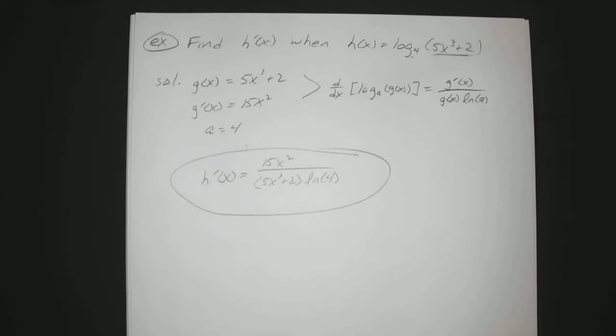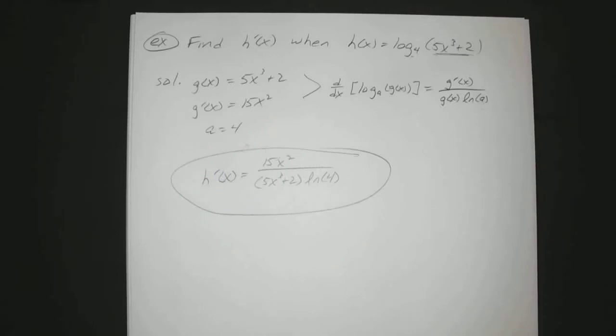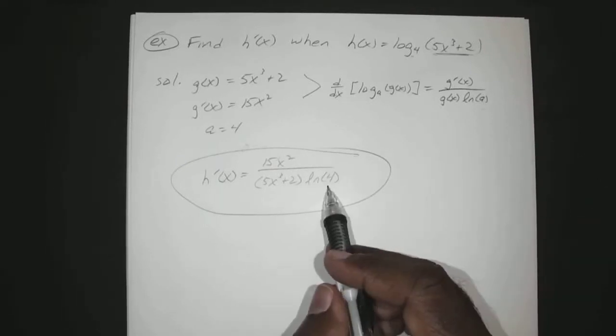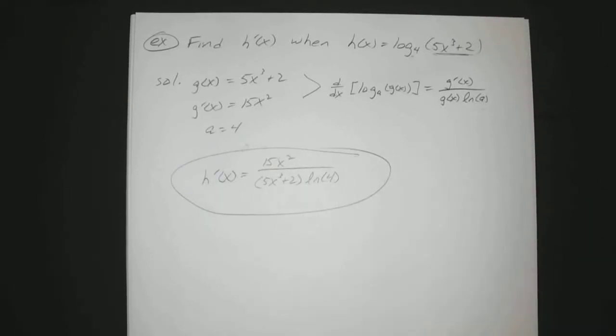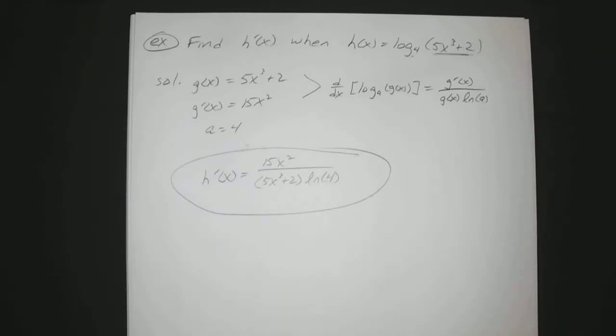Yep, so if you had log base 10, then a would just become 10. So if that was log base 10 of that, the natural log of 10 would be the bottom. So it would be g of x times ln of 10. Yep, times ln of 10. Alright. So if you have a base of 5, it would be natural log of 5. Okay. So whatever that changes to.